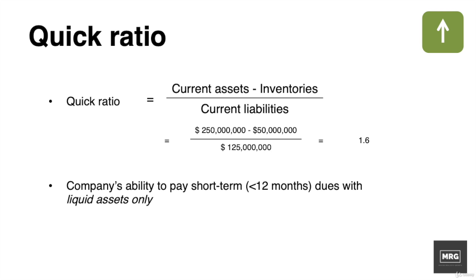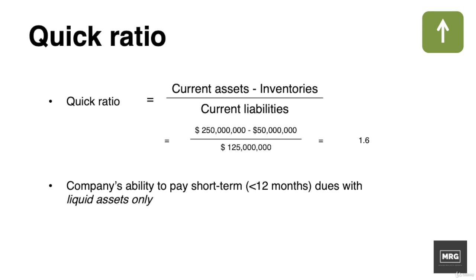The second liquidity ratio we want to look at is the quick ratio. By formula, you are taking the current assets minus inventories, divided by current liabilities. Inventories, by nature, are part of current assets. So you're taking current assets minus inventory and you are left with the liquid assets. For instance, if there is 250 million in current assets, 50 million in inventories, and 125 million in current liabilities, if you plug that into the formula, you will get a quick ratio of 1.6.